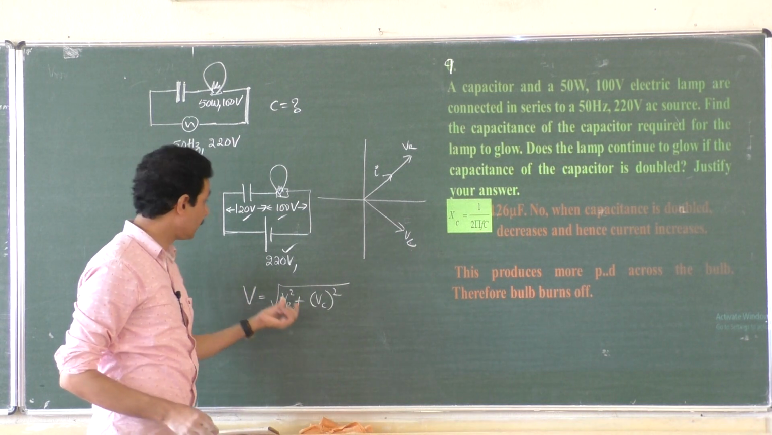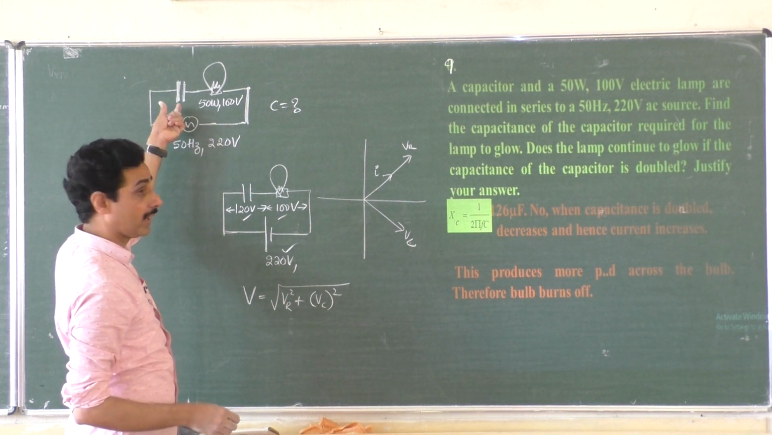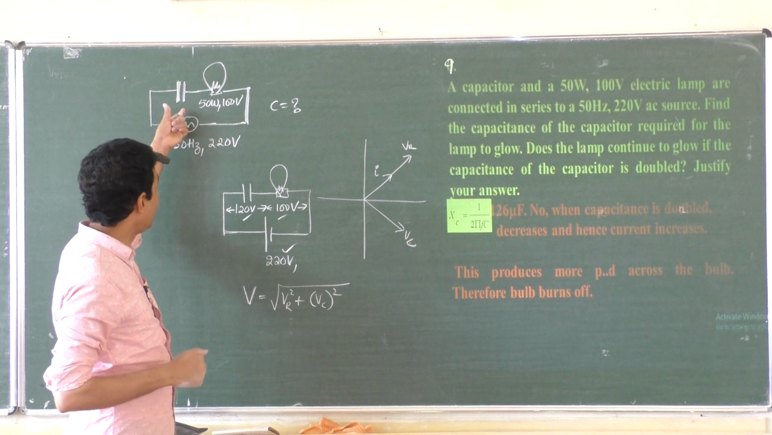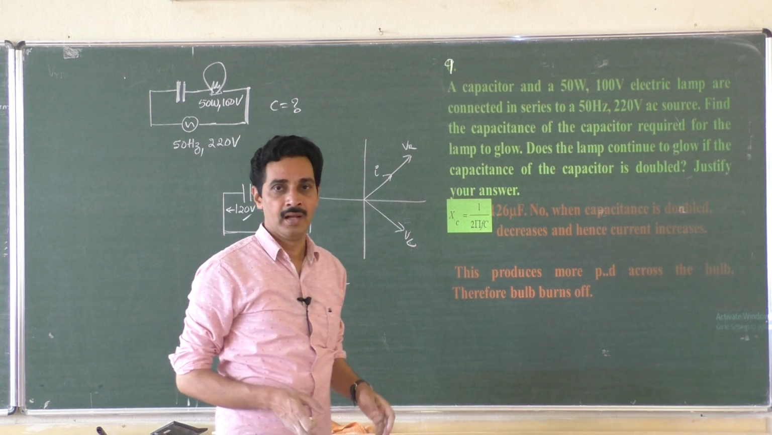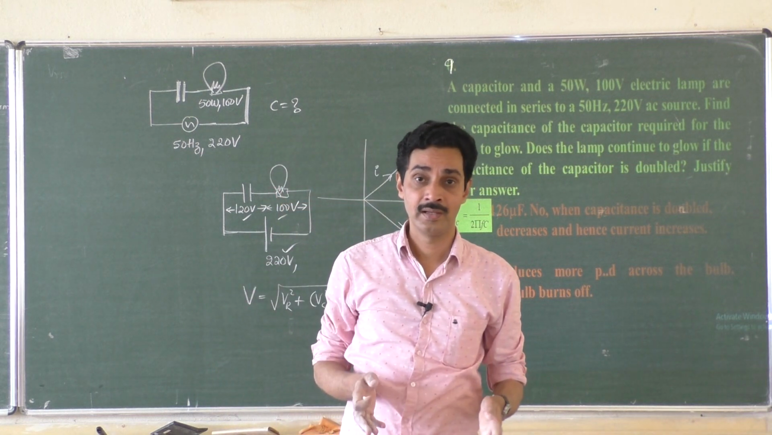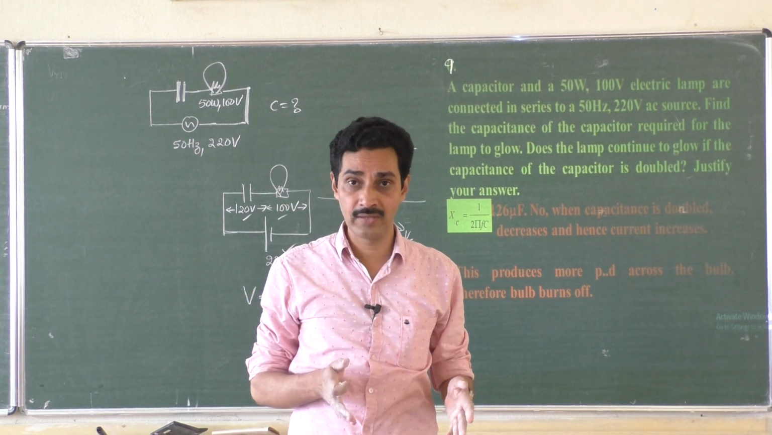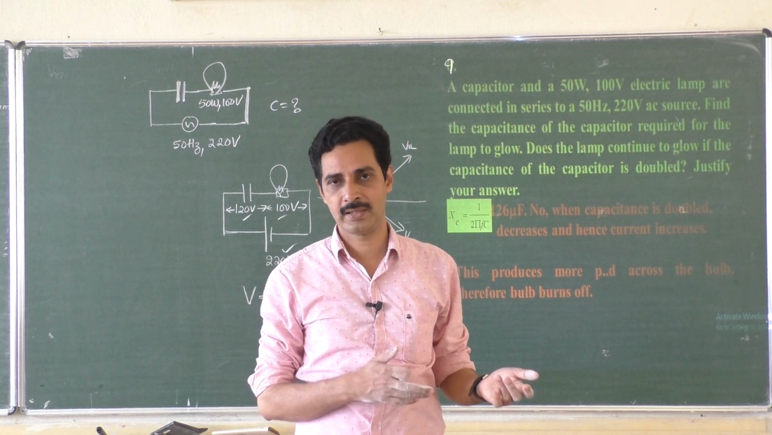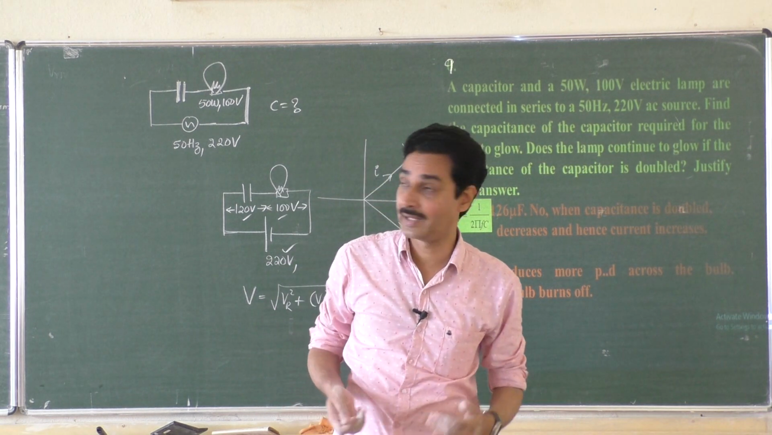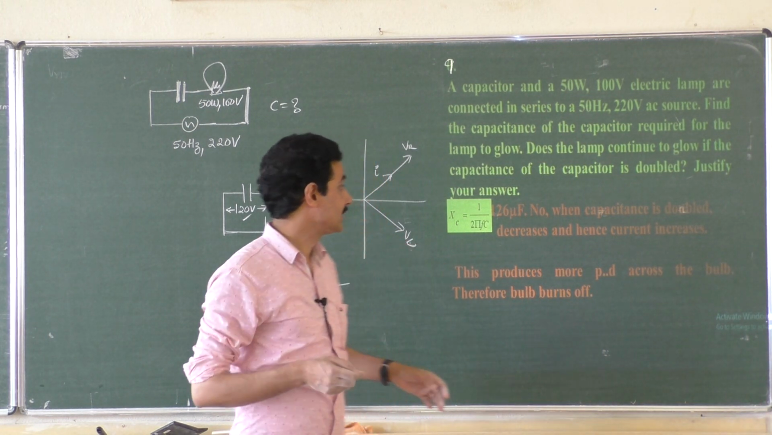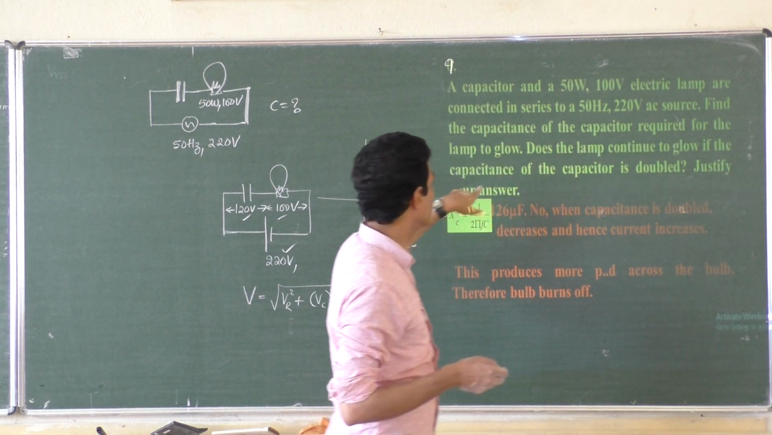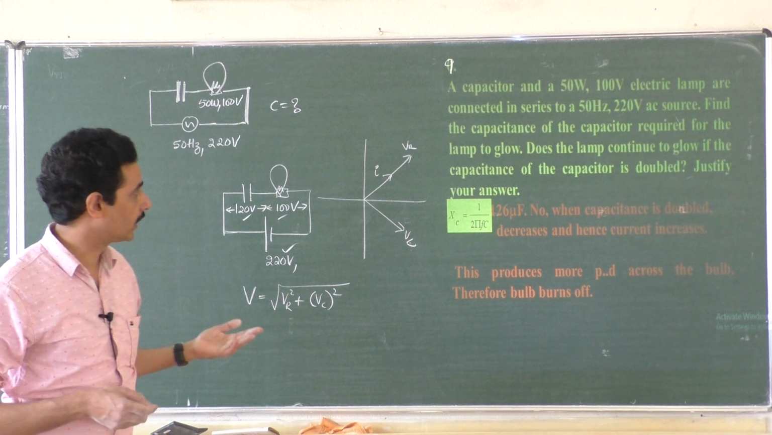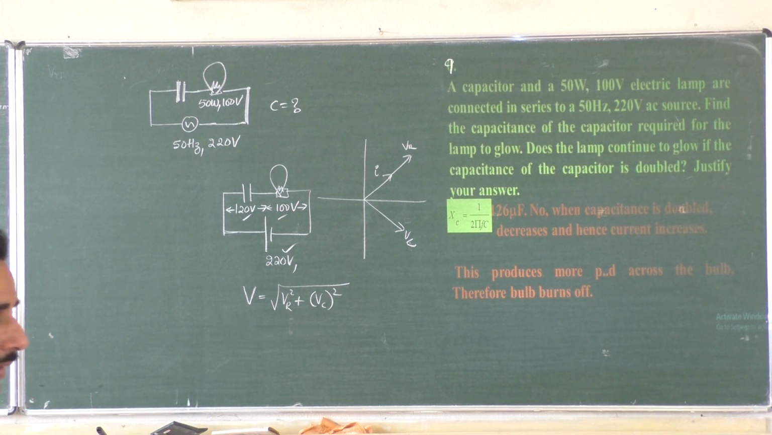We have to use this formula and find out what voltage this capacitor has to consume so that the bulb will never get a voltage more than 100 and the bulb is safe. So the extra voltage, other than what is safe for the bulb, should be consumed by the capacitor. Such a capacitor we have to select. That is the question. What is the capacitance of the capacitor required for the lamp to glow? Is it focused properly?